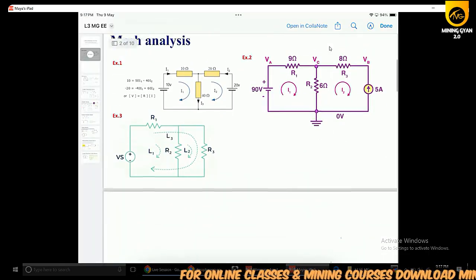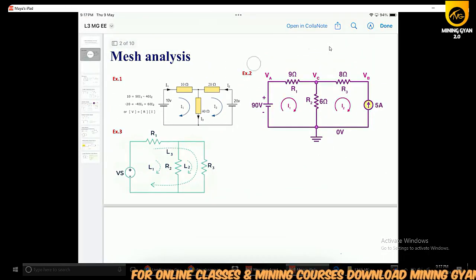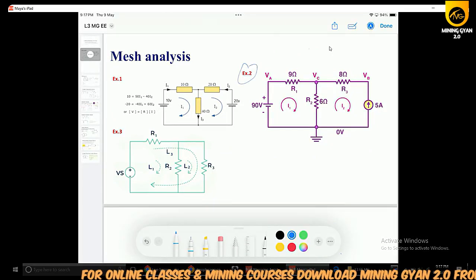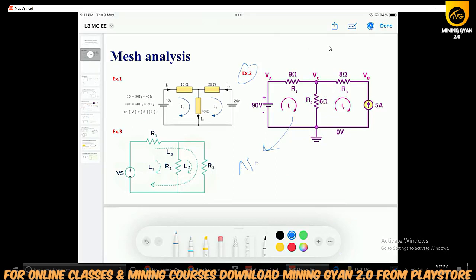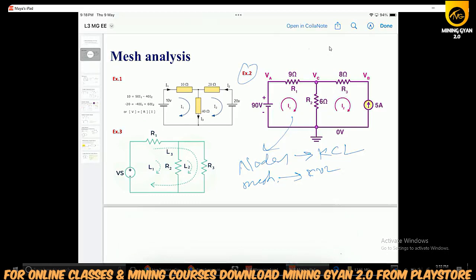Next, in example number 2, either you can go for nodal analysis or mesh analysis. In case of mesh analysis, you have to apply the KVL equation. In case of nodal analysis, you can apply the KCL equation. How to write the KCL equation?